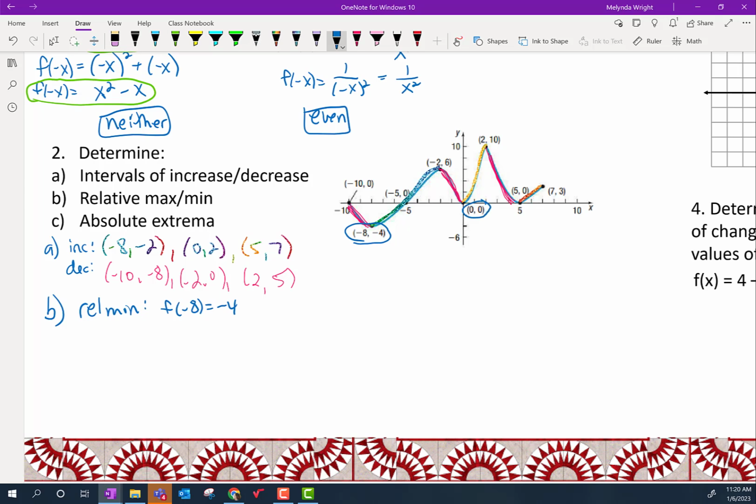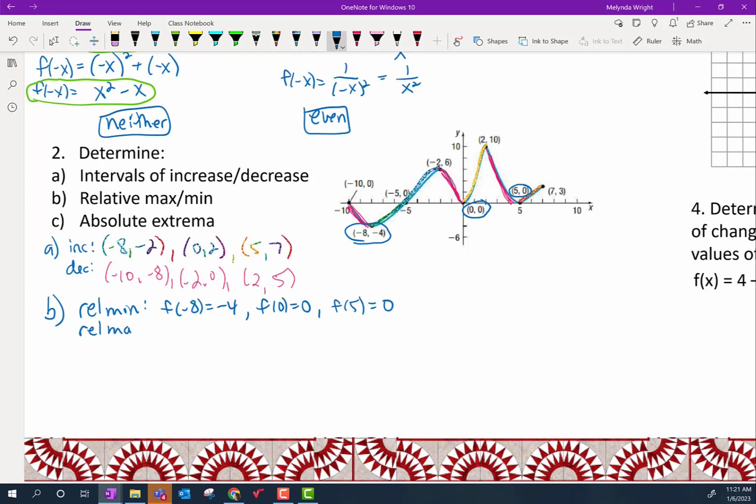That's the bottom of a valley. So that's f of 0 equals 0. And one more relative minimum right here. Again, that's the bottom of a valley. So f of 5 equals 0. So we're writing the points instead of just the actual minimum value.